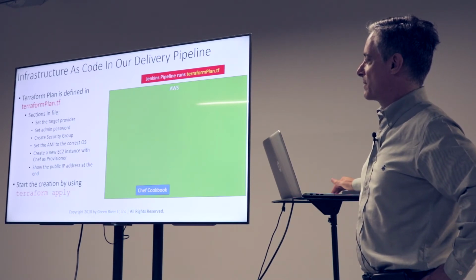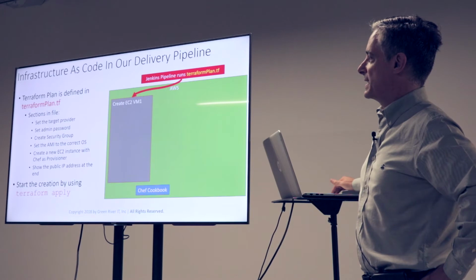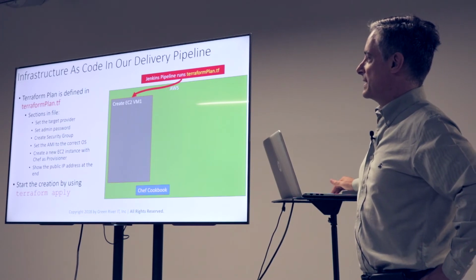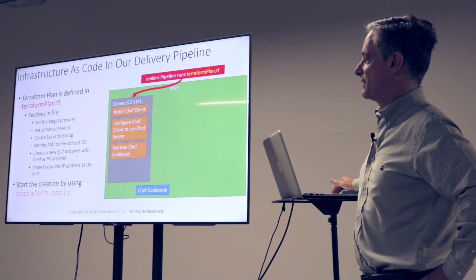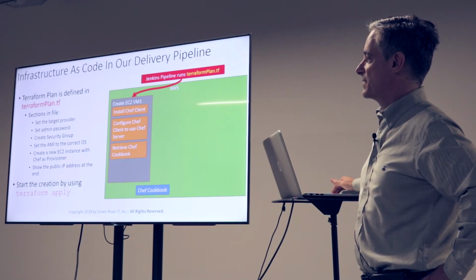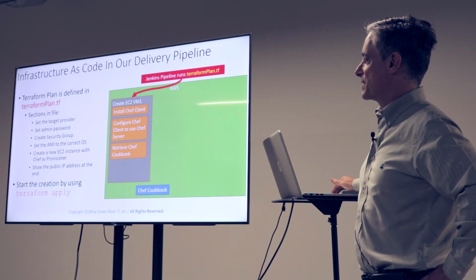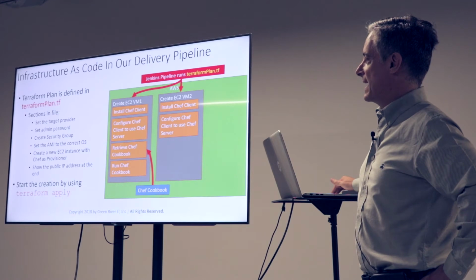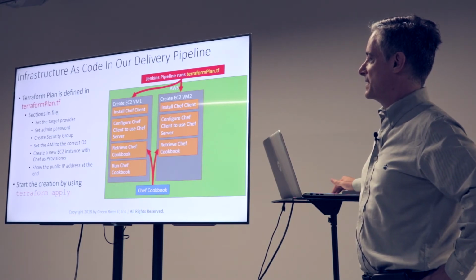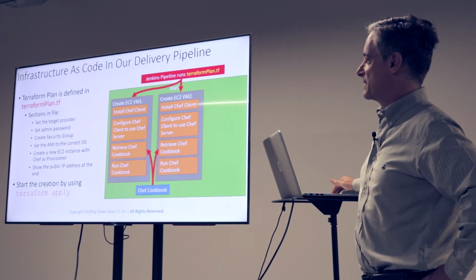We've got a Chef cookbook floating around. It creates an EC2 instance that's one virtual machine, installs the Chef client, configures the Chef client to use the particular source of the cookbook, retrieves the cookbook, then runs the cookbook. And then it does it again with another EC2 instance, does the same type of stuff.